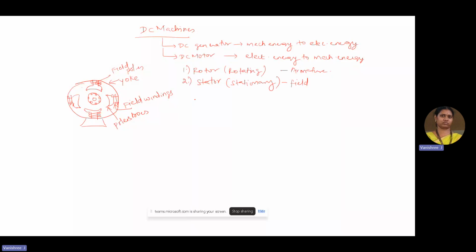Based upon the way the armature winding is wound, it can be classified into two. Coming to the armature winding, it is of two types. One is called lap winding and another one is called wave winding.